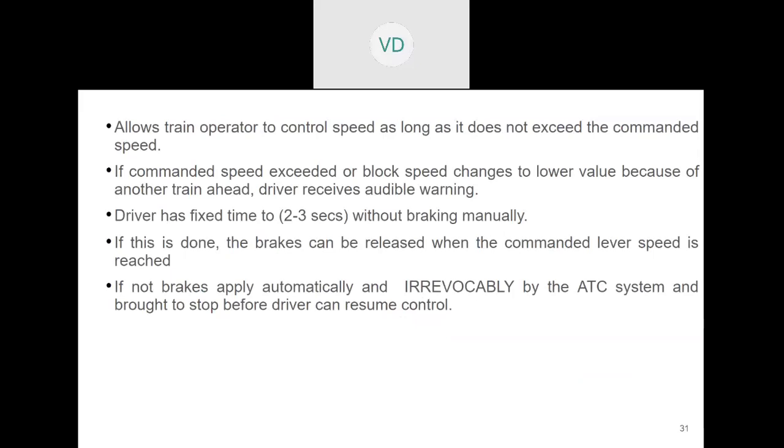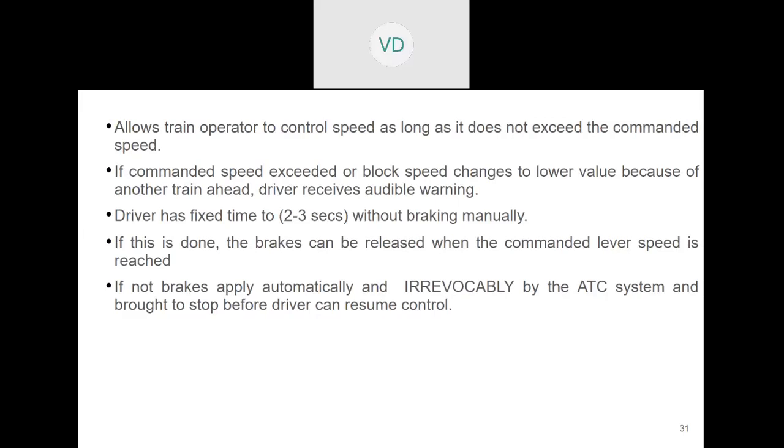So this system allows the train operator to control the speed as long as it does not exceed the commanded speed. If the commanded speed is exceeded, the brake is applied and a warning is given to the driver. A response time of 2 to 3 seconds. How does it control actually? Within 2 to 3 seconds, if the driver responds, that means if he applies the brake, then when the commanded speed is reached, he is able to release the brake. But if he has not responded, and started applying the brake after 50 seconds or something, then even if you reach the commanded speed, you cannot release. So you have to stop and do the resetting process.